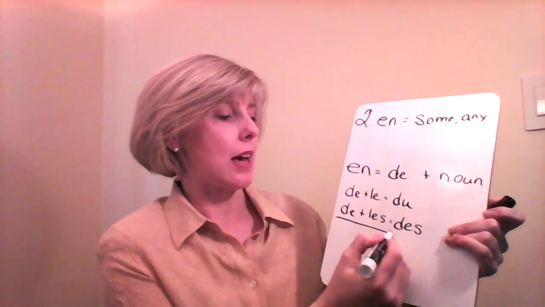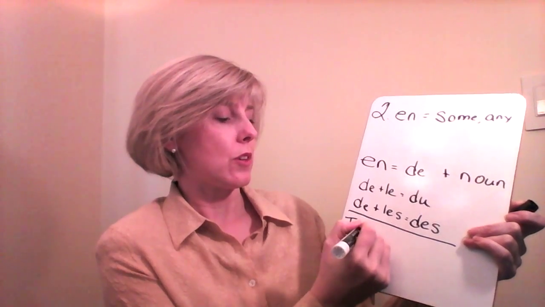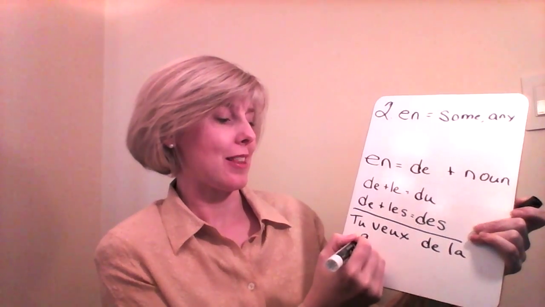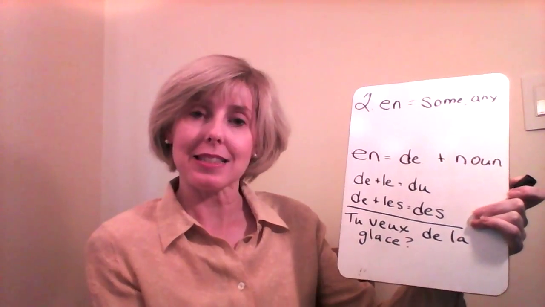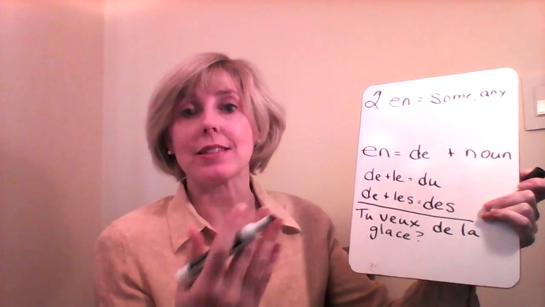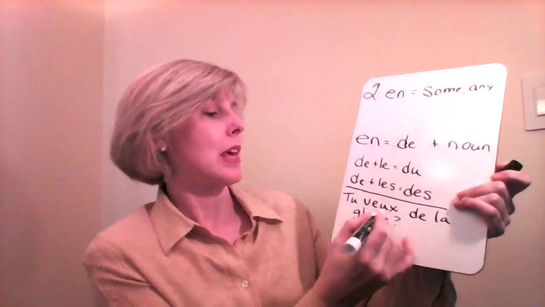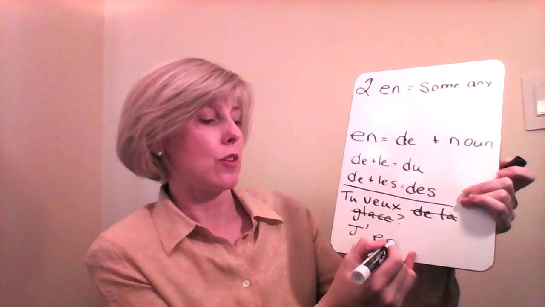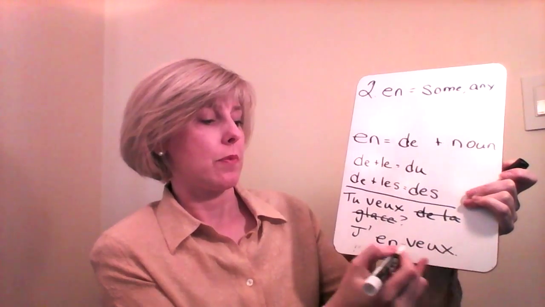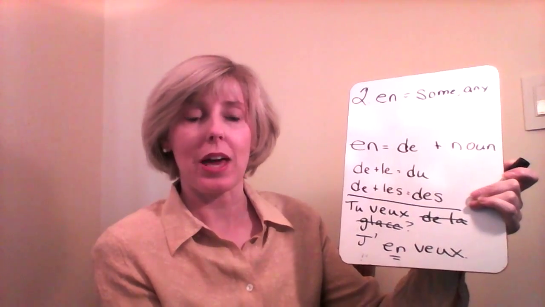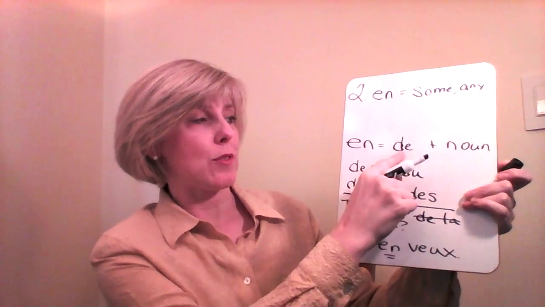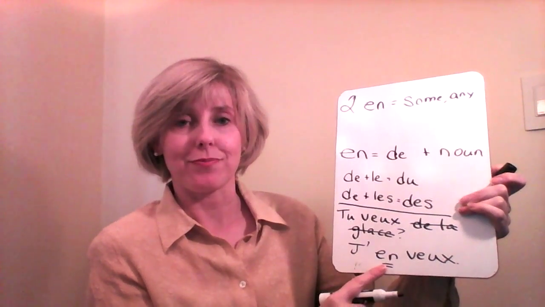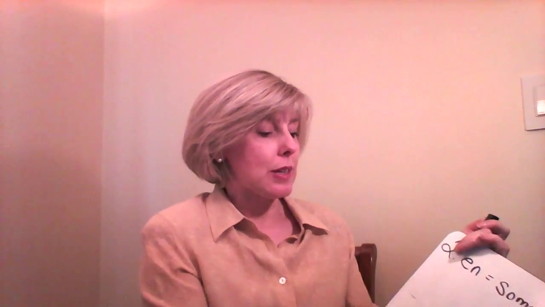Okay, so an example of that would be tu veux. We'll stick with easy short sentences because they're short to write on this small board. Tu veux de la glace? Do you want some ice cream? Sure, I want some. So here's the de la glace that comes out, and I'll answer with j'en veux. And the pronoun goes before the verb. Okay? So de la glace, we have a form of de plus a noun, glace, so we replace it with en.